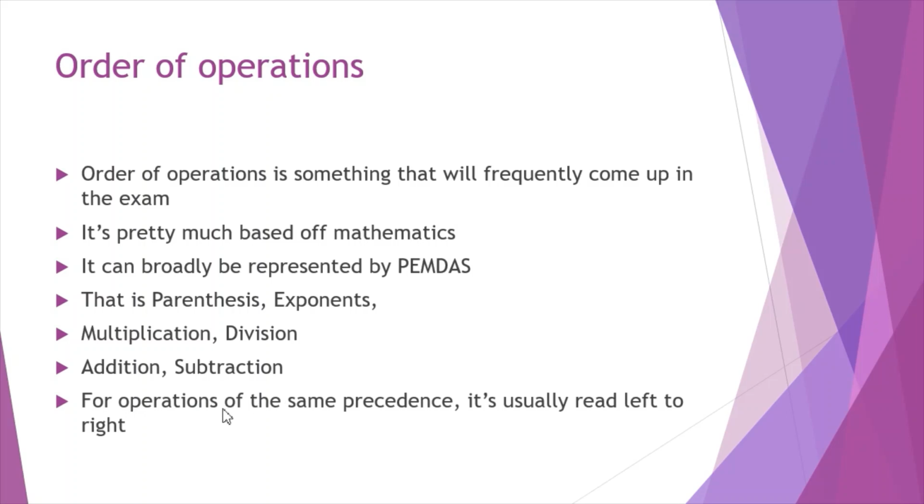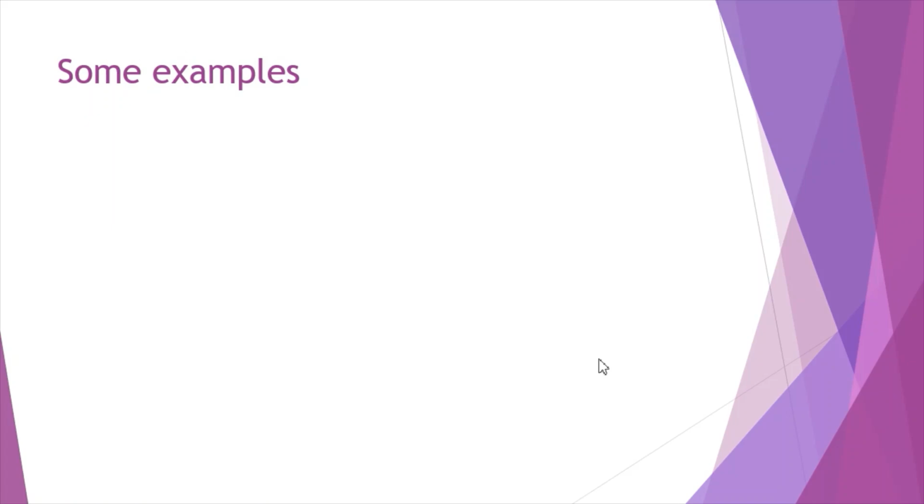So for order of operations of the same precedence, as in you've got 2 multiplications or 2 divisions, you'll basically read it from left to right, like you would in English. So some examples. 8 plus 6 minus 9 is 5. That's because we basically add the 8 to 6 and then minus 9 and it's 5. So nice and easy. In this case, 9 minus 8 is 1, and then plus 6, and that's just going to be 7. So again, we're only doing it from left to right here.